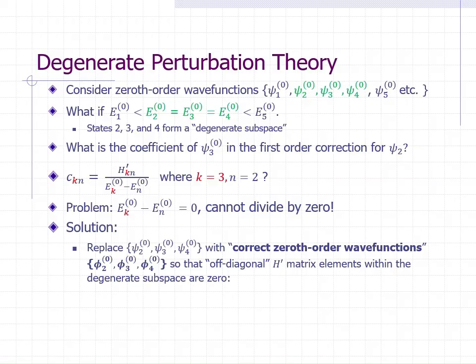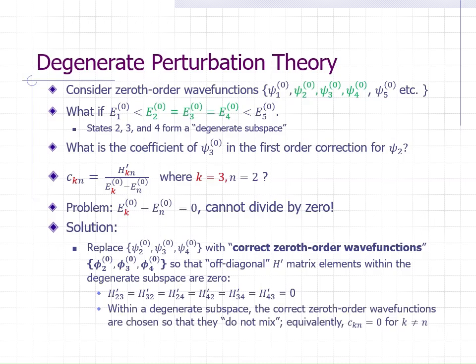These new wave functions are constructed so that the perturbation matrix is diagonal within the degenerate subspace. In other words, all off-diagonal matrix elements of H' between these states are 0. This means that H' 2,3, H' 2,4, H' 3,4, and so on are all equal to 0. As a result, if we use the correct zeroth-order wave functions, there will be no mixing between states within the degenerate subspace, and the problematic coefficients become 0 rather than undefined. The remaining question is, how do we actually construct these correct zeroth-order wave functions? That is what we will address next.